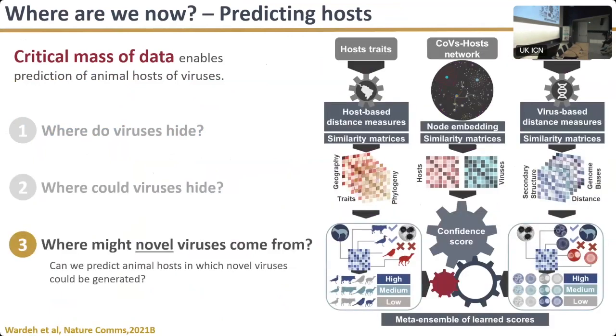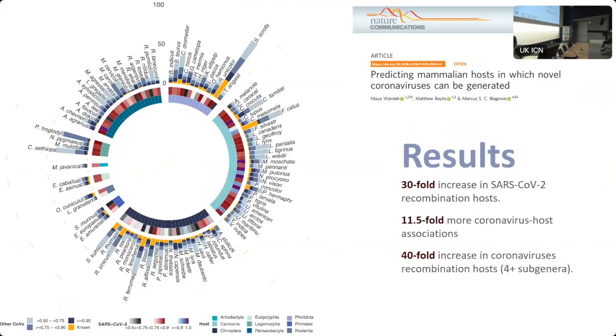So what can we do with the critical mass of data we have? We can look at where might novel viruses come from. So we looked at predicting animal species in which coronaviruses might recombine. And we used, again, the same approach that we split the perspective, and then we looked at it and this is, for instance, where SARS-CoV-2 might recombine with other coronaviruses to create yet more, SARS-CoV-3. And we found that there is underestimation in the host range of coronaviruses, including a 40-fold increase in coronavirus recombination hosts, so hosts that might be susceptible to 4 or more subgenera of coronaviruses.